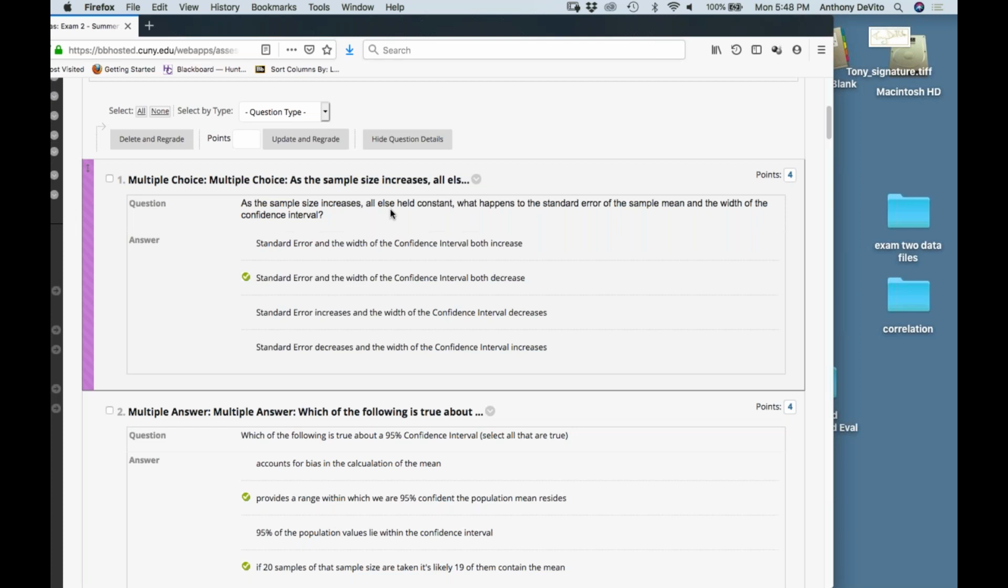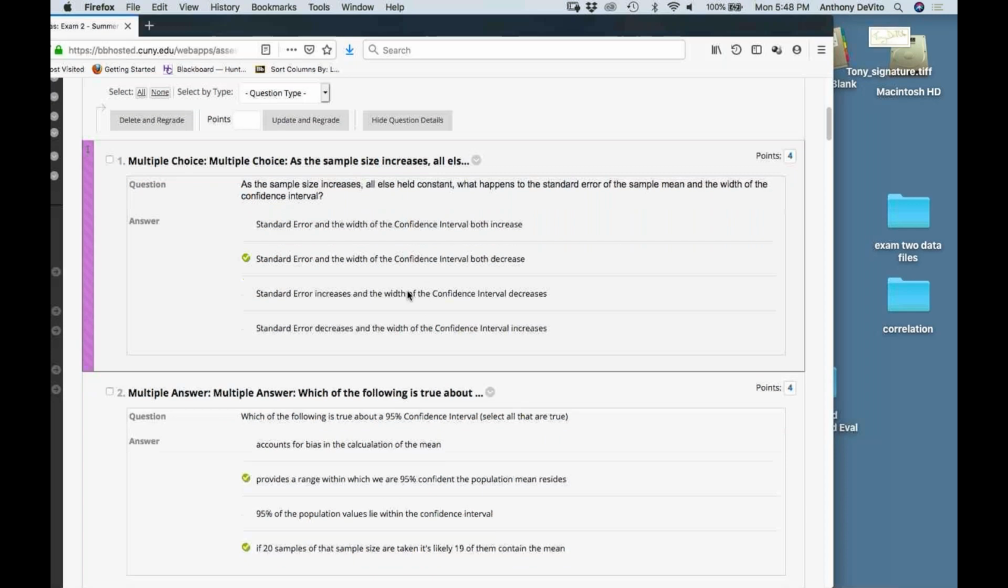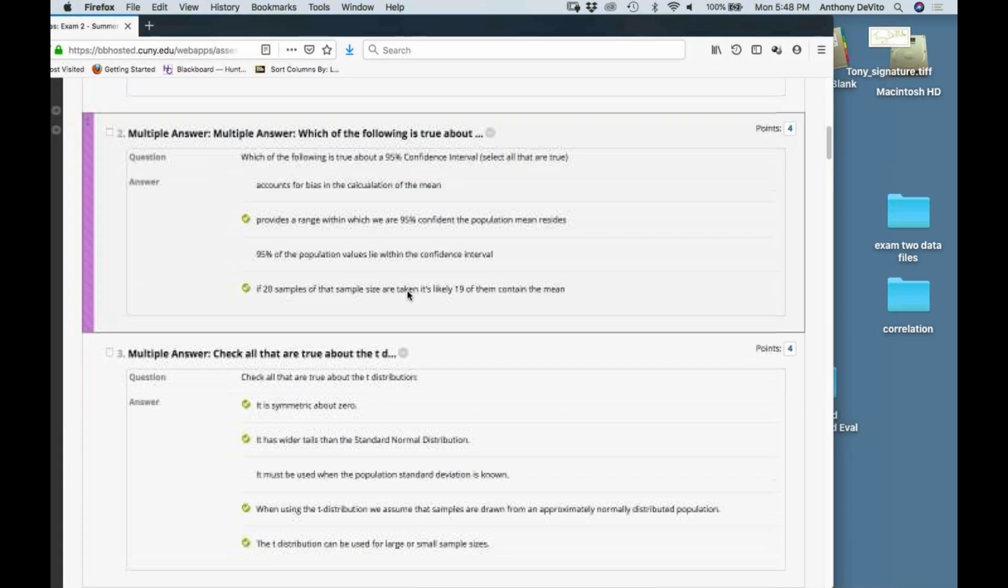Sample size goes up, that standard error decreases: sigma over the square root of n, bigger n, smaller fraction. And since you're subtracting and adding that to the X bar for the confidence interval, as one gets smaller, the confidence interval gets smaller too. As the standard error gets smaller, the confidence interval gets smaller as well. I think almost everybody got that right.